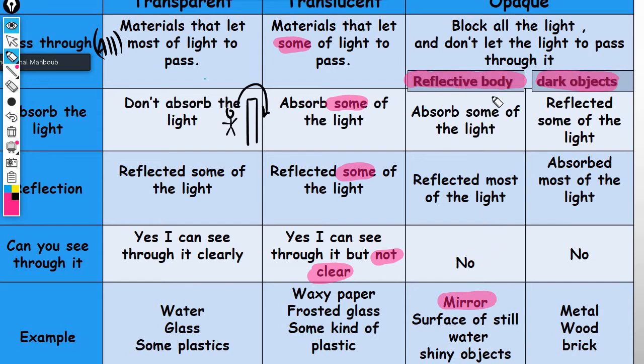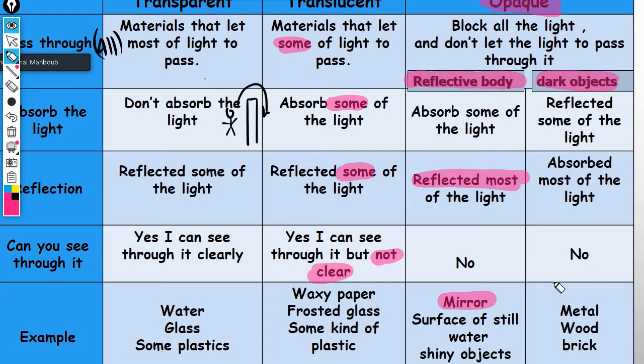Now, a reflective body means this object reflects most of the light, because of that you can see yourself in the mirror. But in fact, the mirror is opaque. Why? Because you cannot see what is behind it. So the mirror is opaque, and the same thing with shiny objects. They are opaque because you cannot see what is behind, and they reflect most of the light.